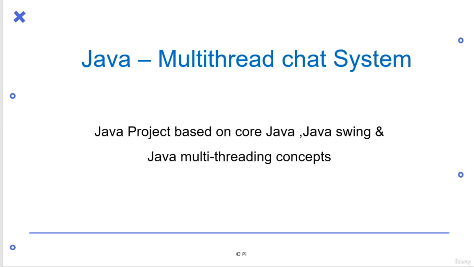But before that, I'm going to tell some basic concepts of core Java also. So the Java project is based on core Java, Java Swing for GUI purpose, and some Java multi-threading concepts. I will tell why we are going with multi-threading and each and everything. So first is the Java multi-thread chat system.